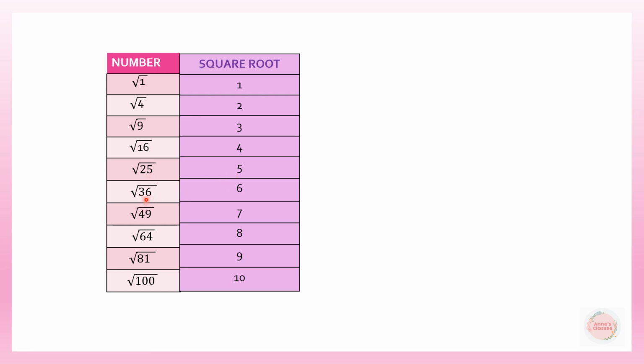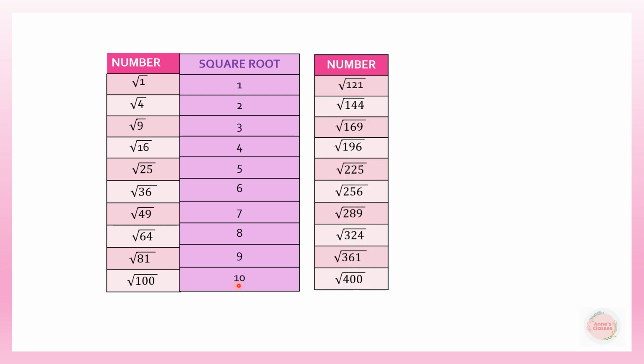Square root of 36 is 6 because 6 into 6 is 36. Square root of 49 is 7 because 7 into 7 is 49. Square root of 64 is 8. 8 into 8 is 64. Square root of 81 is 9. 9 nines are 81. And square root of 100 is 10. 10 tens are 100. Look at the next table.